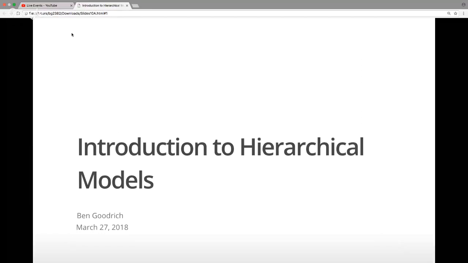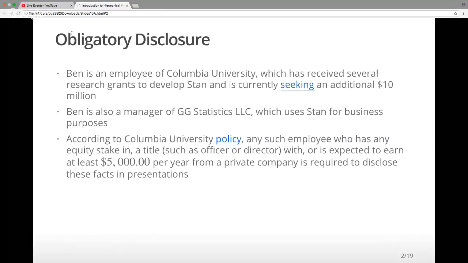So this week we're going to be talking about hierarchical models, and like every week we have to talk about the fact that I'm an employee of Columbia. Columbia develops stands for business purposes that creates an appearance of a conflict of interest, and perhaps this disclosure of conflict of interest policy is less inapplicable this week than most weeks, because insofar as businesses are interested in using Bayesian analysis, it is almost always to do hierarchical modeling.